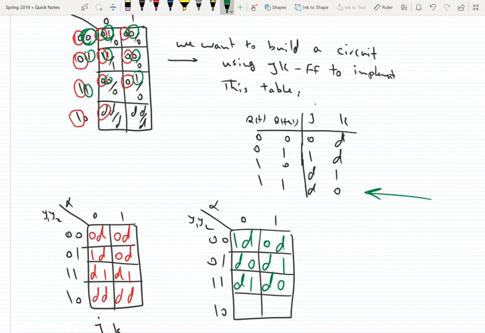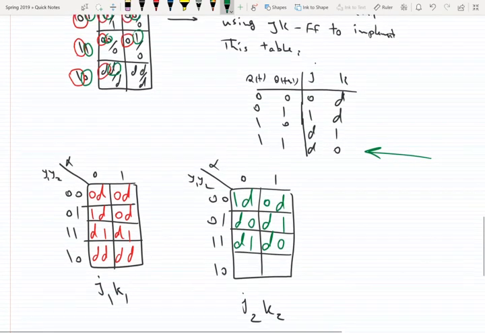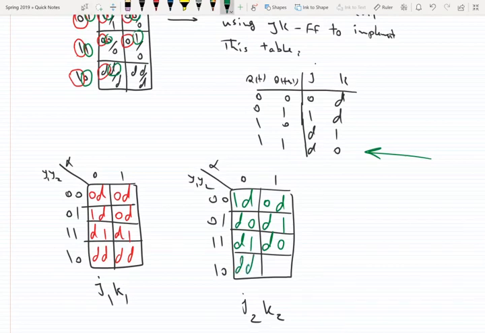Last row, first column, 0 to D. It is DD. And last column, 0 to D, again is DD. Okay, so we completed the second table. Any question for this part?